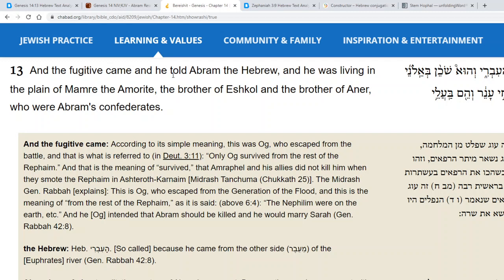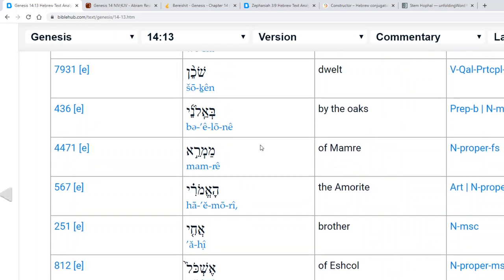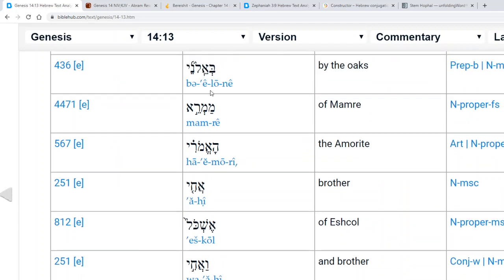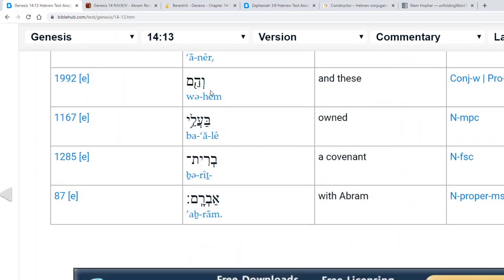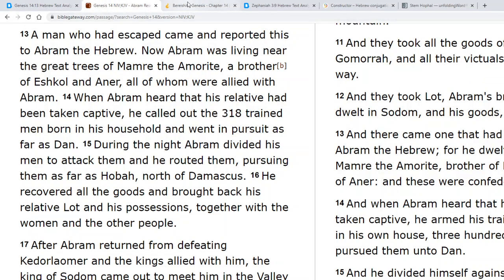And the fugitive came and he told Abram the Hebrew, and he was living in the plain of Mamre the Amorites. All three of them agree. Mamre the Amorites. Okay, one sentence, and probably the cancellations would make this more clear. I don't know the cancellations, but I'm going to take a look. The cancellations is what would make it clear, and I'm guessing everybody's going off the cancellations.